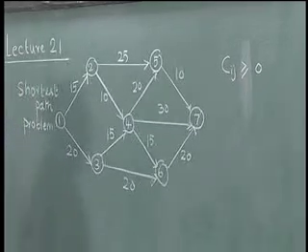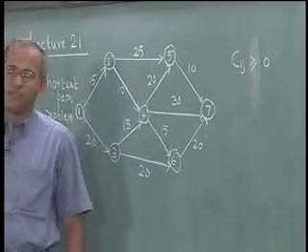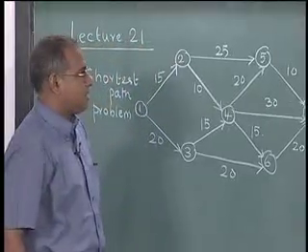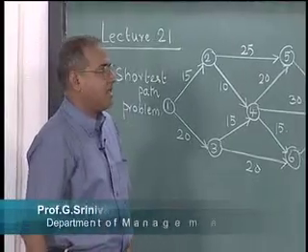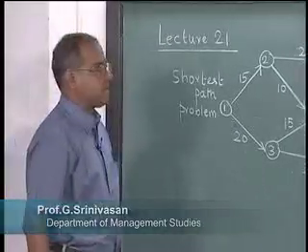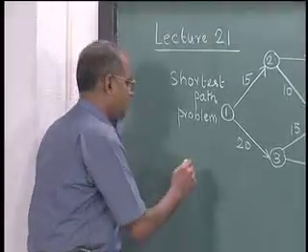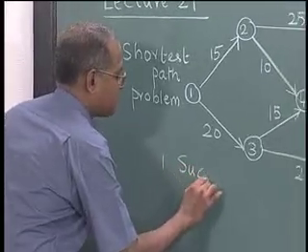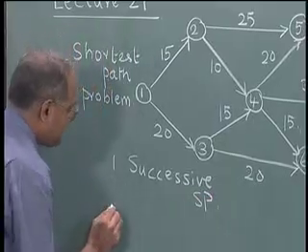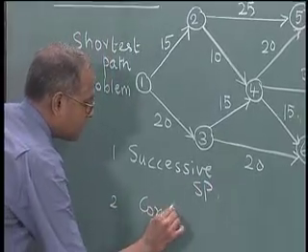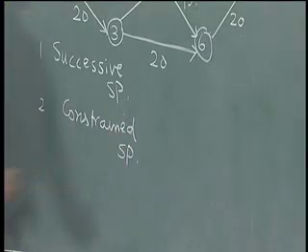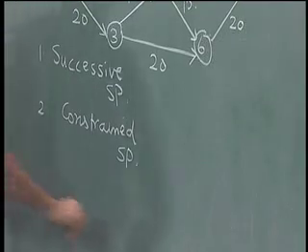We also saw how Dijkstra's algorithm will have to be modified to handle negative costs and how the algorithm is capable of identifying a negative length cycle. Today, we will look at two more aspects of the shortest path problem. The first is what is called successive shortest path, and the second is constrained shortest path. First, let us look at the successive shortest path problem.